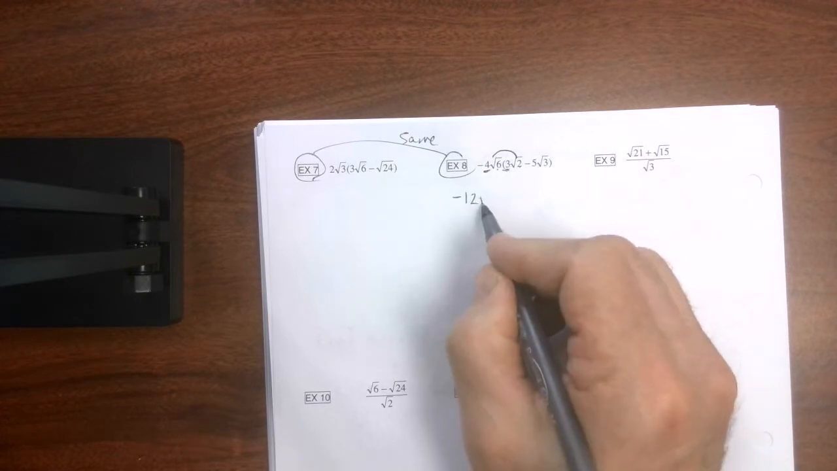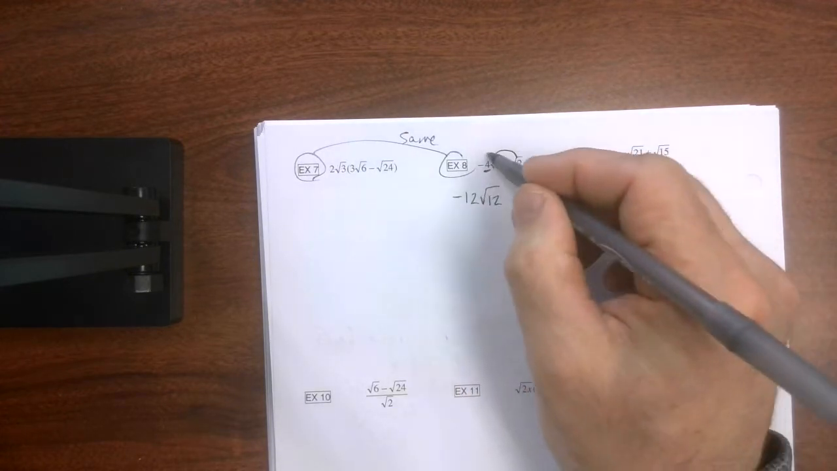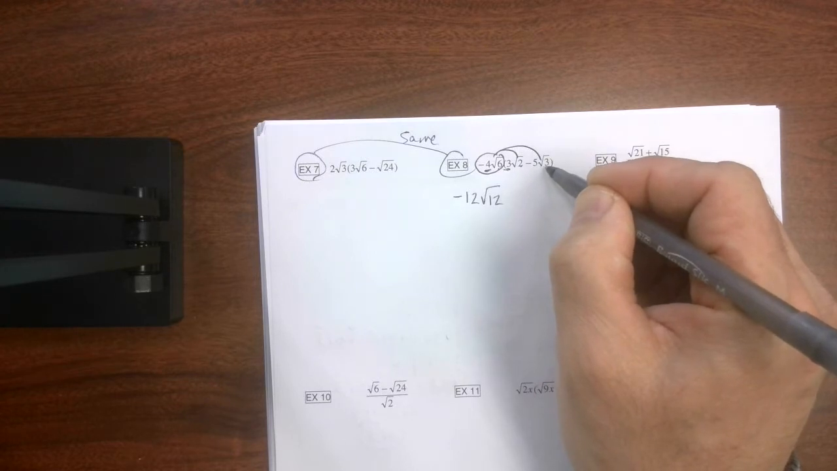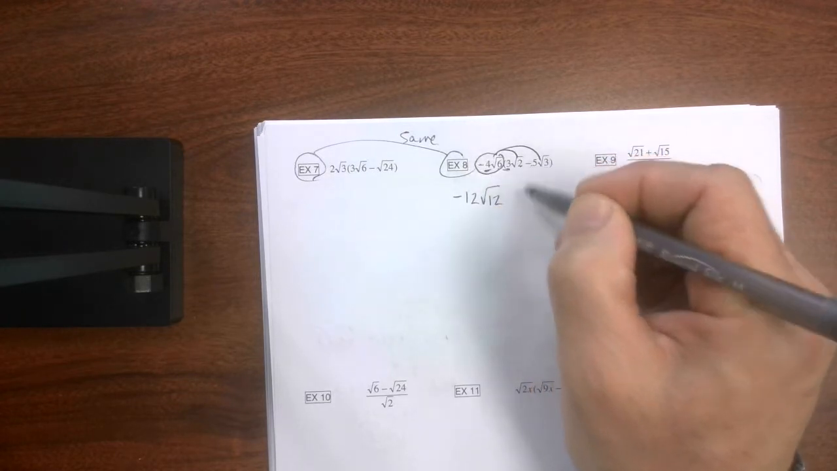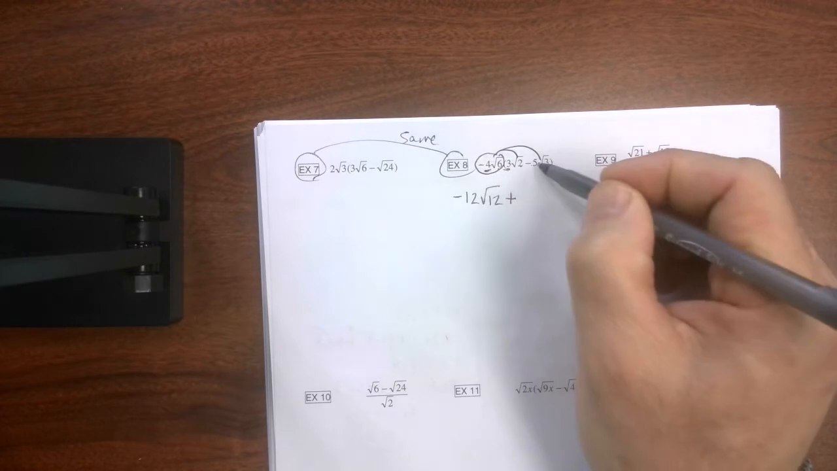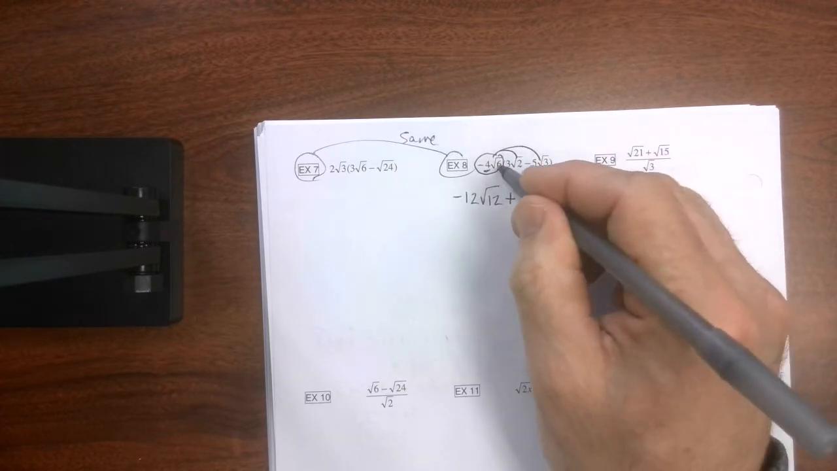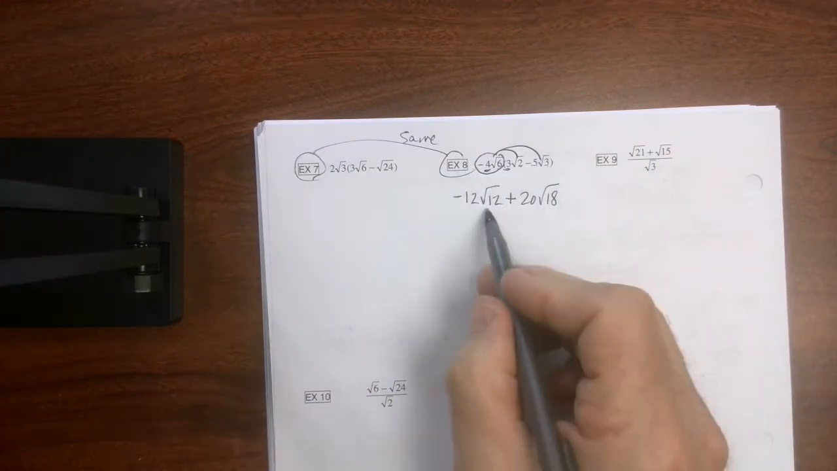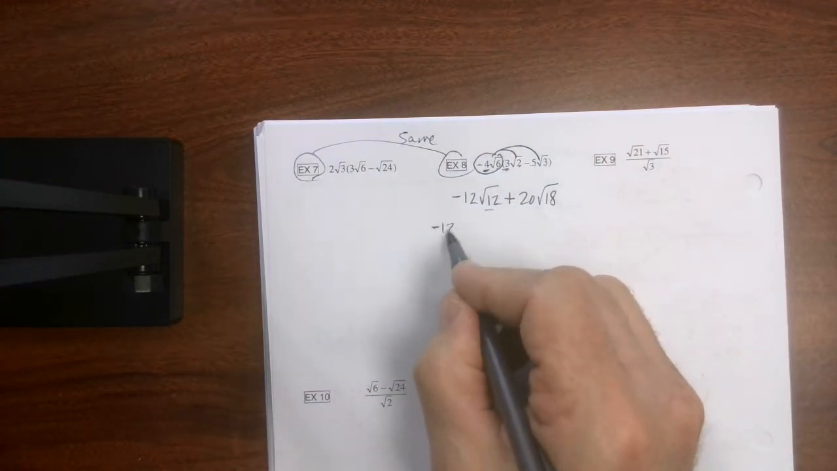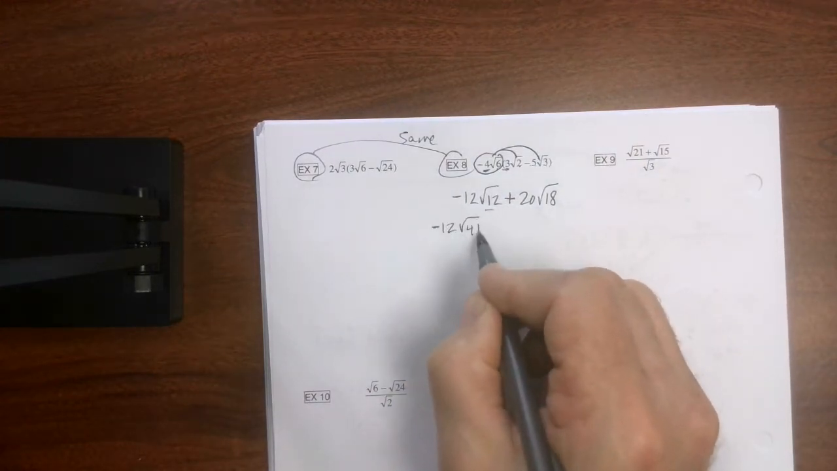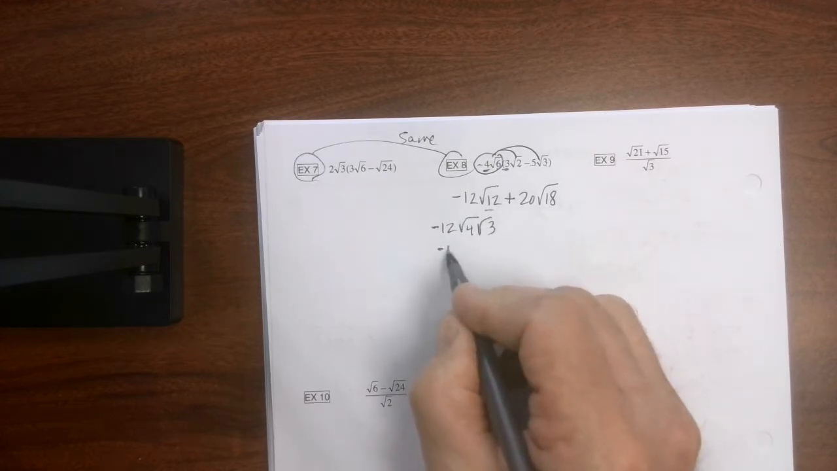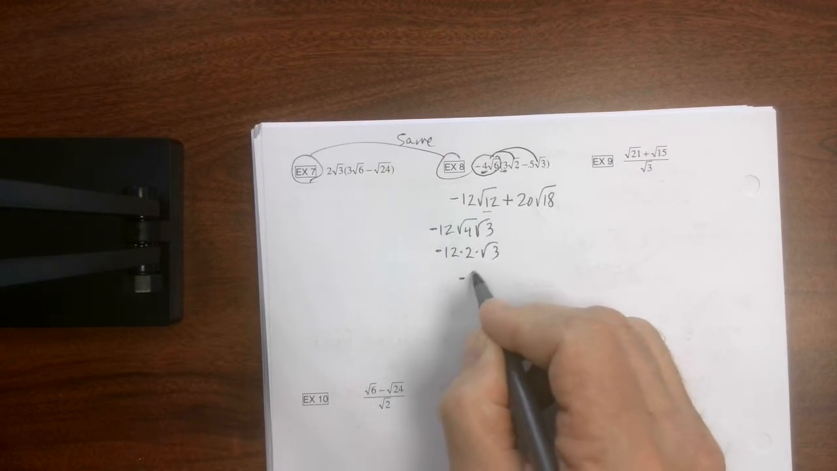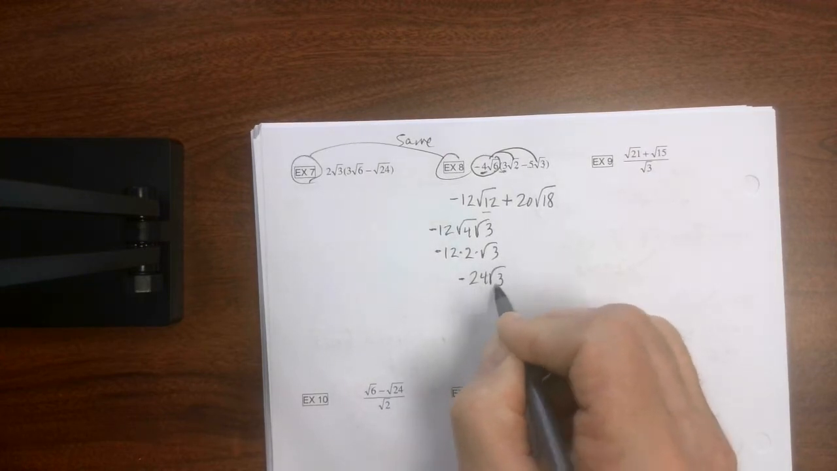Water, water. And then I got to take this negative 4 square root of 6 and multiply it by this negative 5 square root of 3. So first of all, a negative times a negative is positive. 4 times 5 is 20. 6 times 3 is 18. You see, these aren't too bad. And I'm just going to break this down. So negative 12 square root of 4 square root of 3, which is negative 12 times 2 times the square root of 3, which is negative 24 square root of 3.